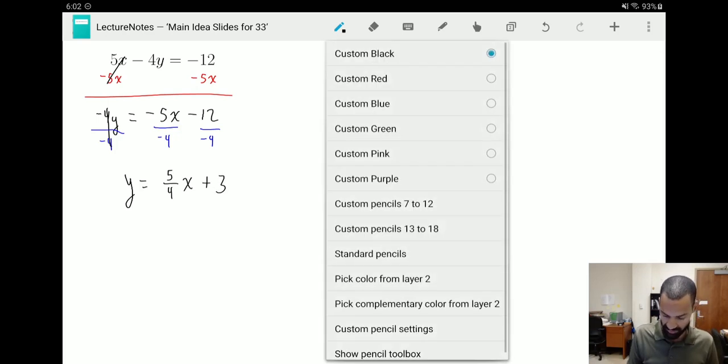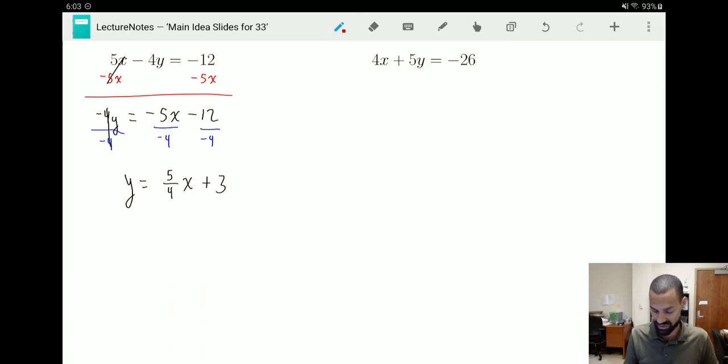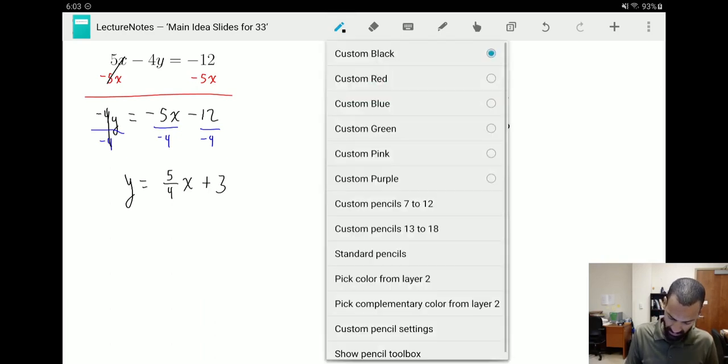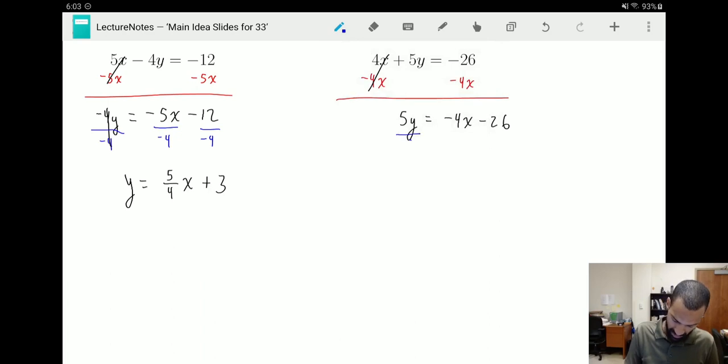Okay, let's rearrange 4x plus 5y equals negative 26. Let's subtract 4x from both sides. Those will cancel. 5y equals negative 4x minus 26. Divide all three terms by 5. Y equals negative 4 over 5x minus 26 over 5.